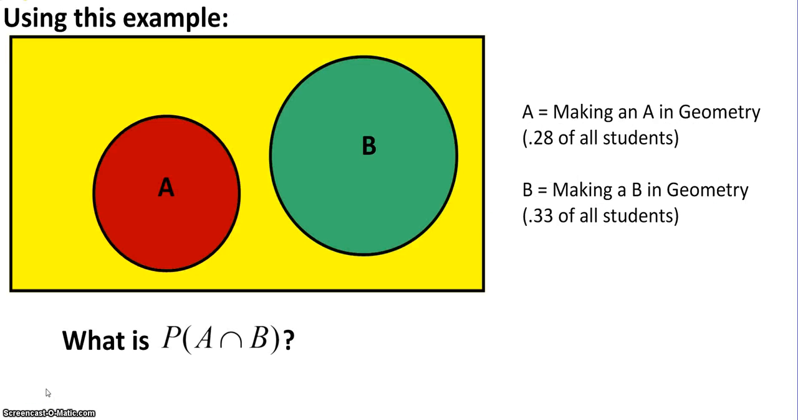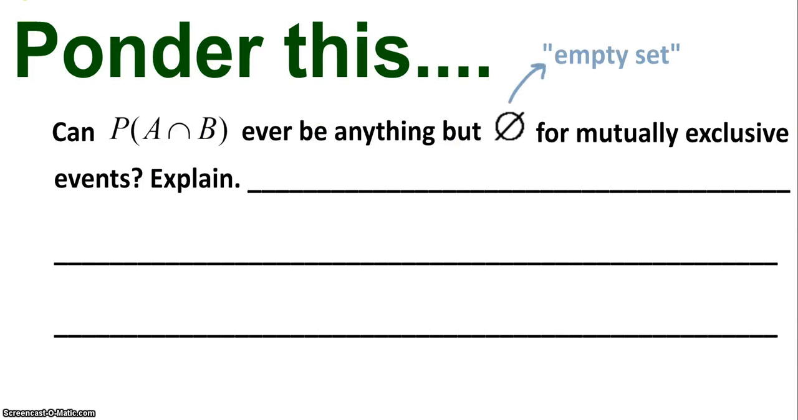Taking a look at these two disjoint or mutually exclusive events, the question is, what is the probability of their intersection? What is the probability that I'll both make an A and a B in geometry? The answer is actually going to be the empty set. So can A intersection B be anything but the empty set for mutually exclusive events? The answer is no, because mutually exclusive or disjoint events will never intersect. So the intersection will be the empty set.